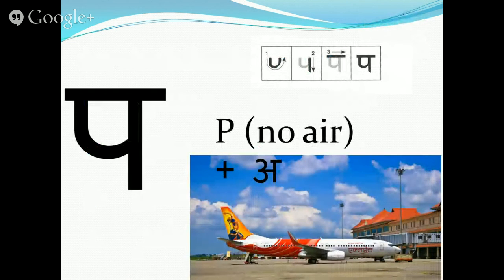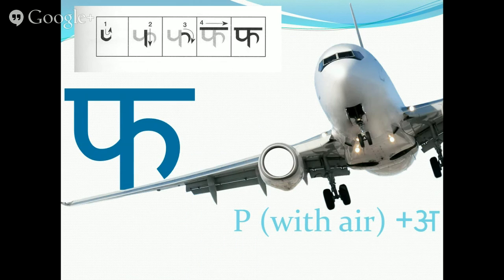In Hindi, there is a P that has no air. And this is that P. And if you notice, it'll sound different than the English P. Ba, ba, ba. See, a lot of people, when they're listening to English P, are actually listening for the air. If you don't hear the air, it sounds weird. Ba, ba, no air.